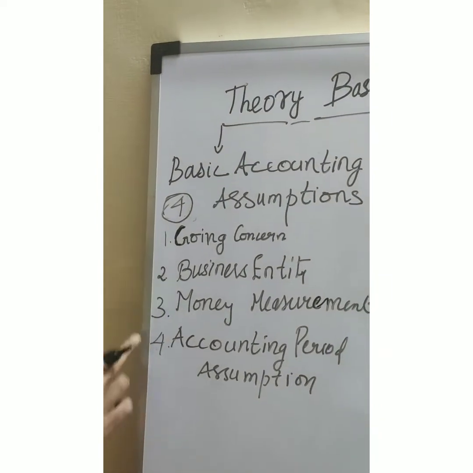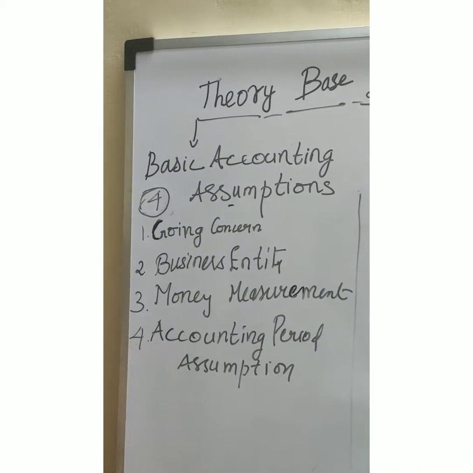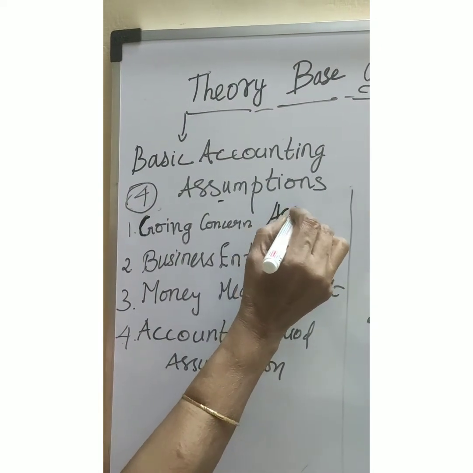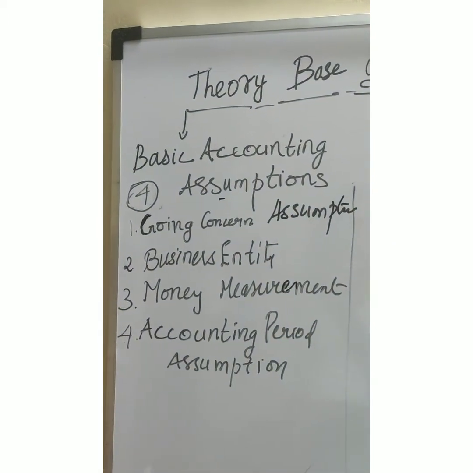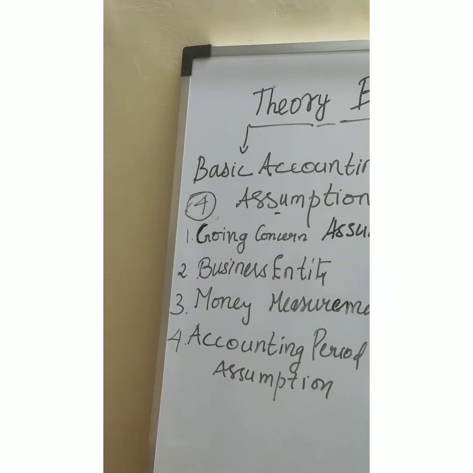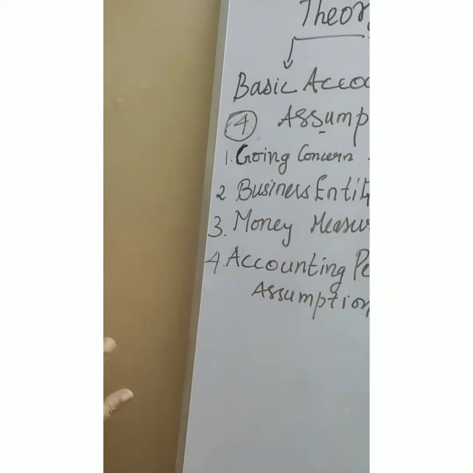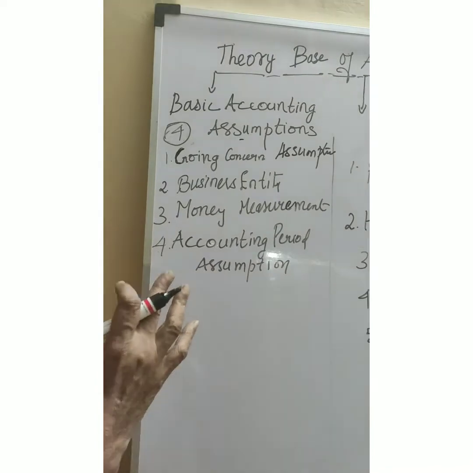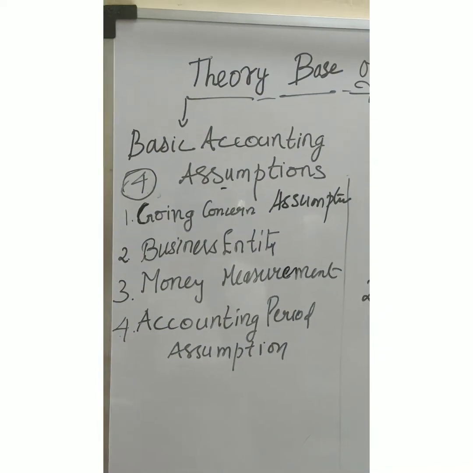Okay, first, this we have already discussed. There are four basic assumptions. What are the four basic assumptions? Going concern assumption. We have already discussed that the business will go on for a long period. No businessman will start a business thinking it's going to be completed within a period of 1 or 2 years. Everybody assumes the business will run for a long number of years. So under that assumption only, all the accounting process will be started.